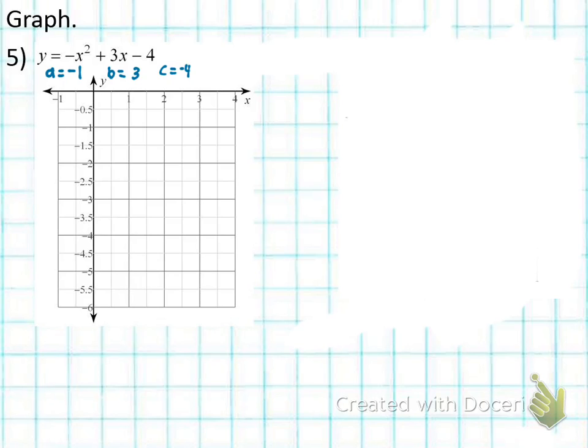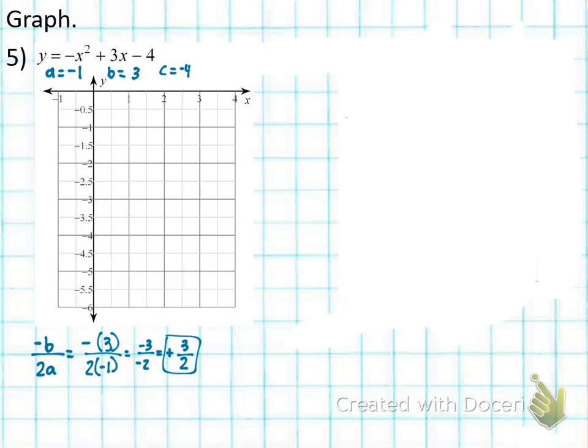Alright, so we start with negative b over 2a. So I'm going to write that on the side. So we got negative b. Our b here is 3, so it's going to be negative 3 over 2a, and our a is negative 1, so it's going to be 2 times negative 1. So we have negative 3 over negative 2. What's negative 3 divided by negative 2? What's a negative divided by negative to start with? Positive. So our answer should be positive, so it's going to be positive 3 halves, right? Positive 3 halves. That's where our vertex is, okay?